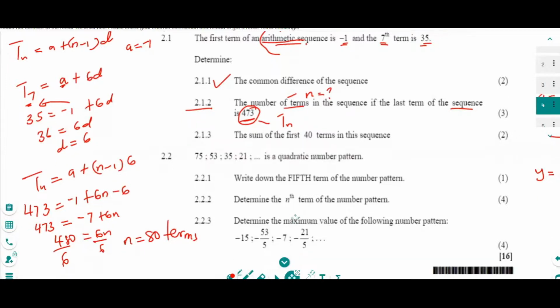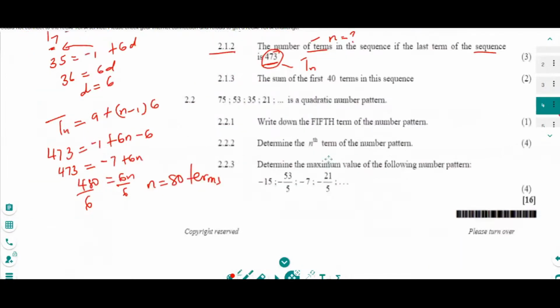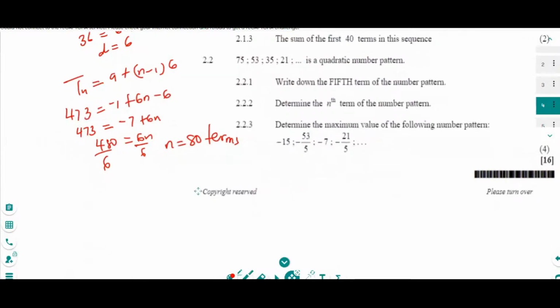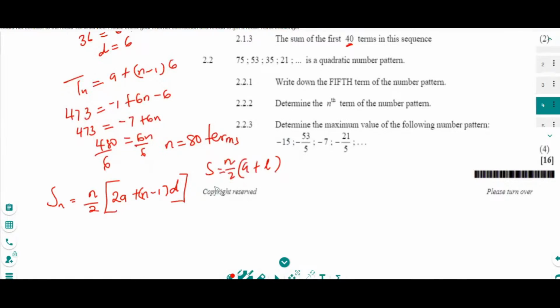Then 2.1.3, they want the sum of the first 40 terms. Remember, we're still dealing with an arithmetic sequence. The formula for the sum of an arithmetic sequence, we can obtain it from the formula sheet at the back. We know that Sn is given by n over 2 into 2a plus n minus 1 into d. Some people might look for the 40th term first, and then use the other formula of n over 2 into a plus l. The choice is yours. All we want is the answers and we get the marks, then we move forward.